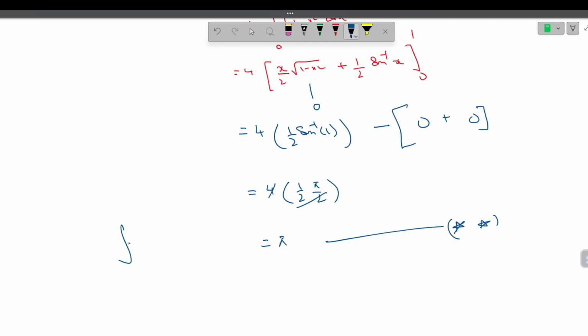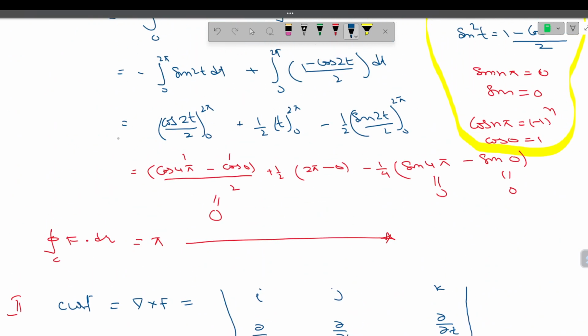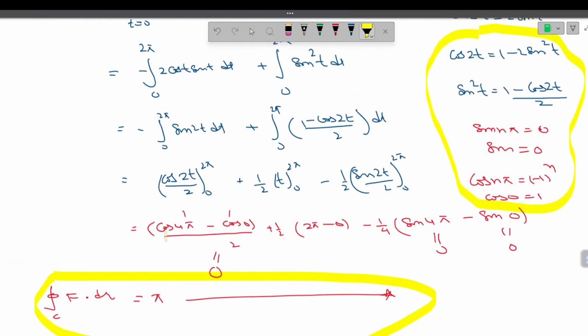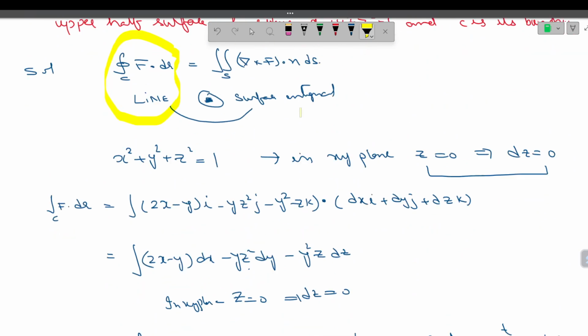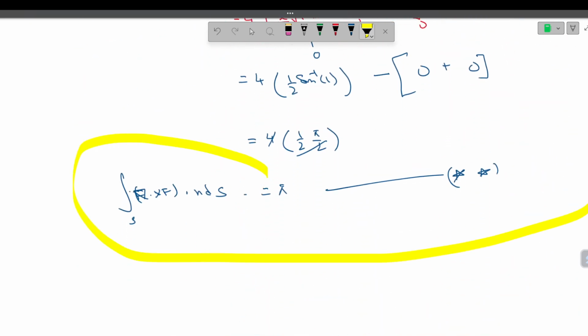This is the integration taken over the surface S of del cross F dot n dS. So from 1 star, what is our first star? The line integral. For the line integral, we got the answer as pi. See here, we got the answer as pi. And this is the proof we have to do now: line integral equals surface integral of del cross F dot n dS. So the line integral is pi, and the surface integral is also pi.